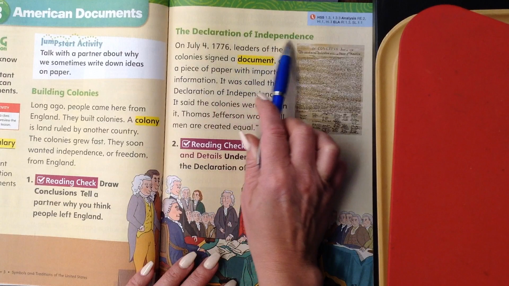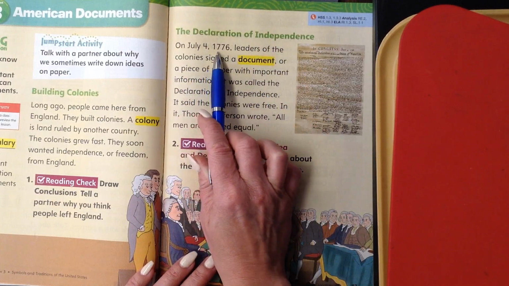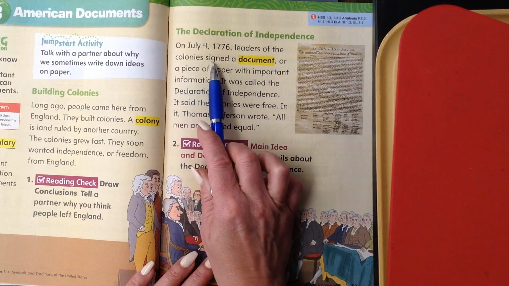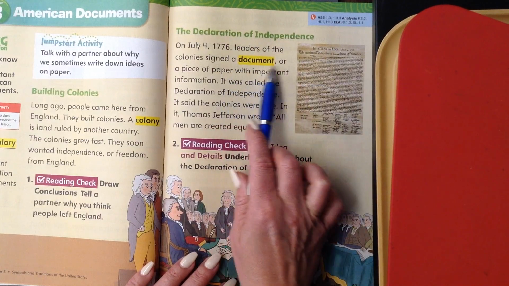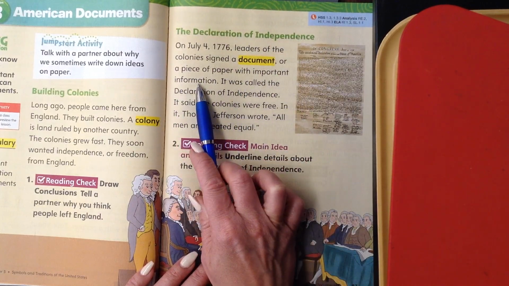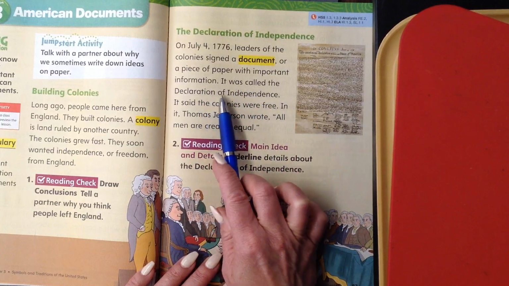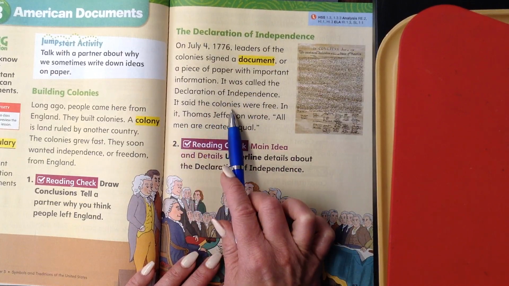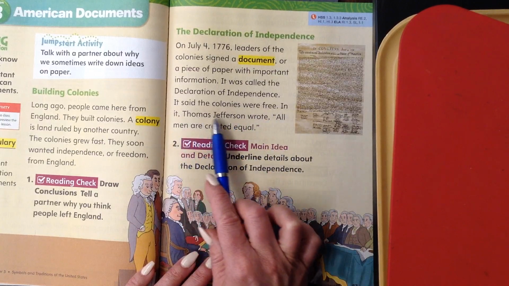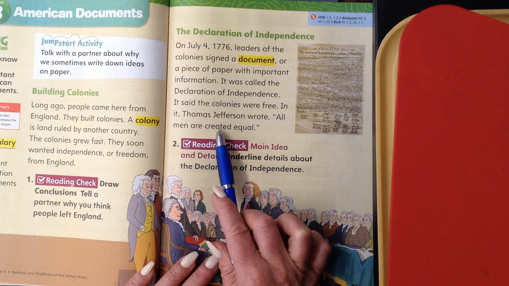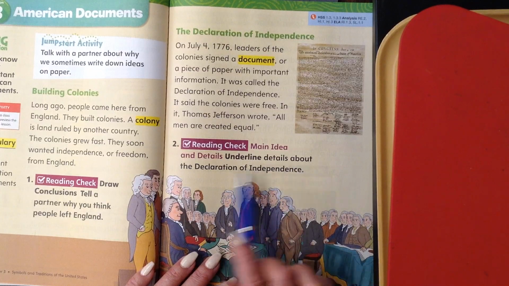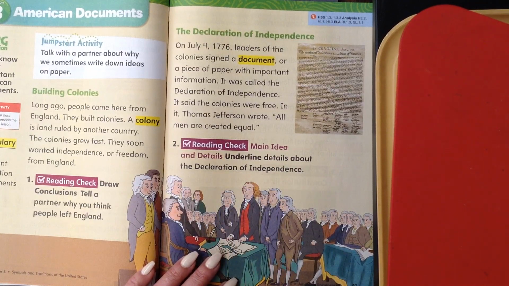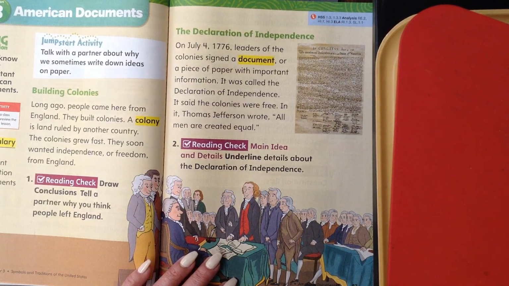All right, the Declaration of Independence. On July 4th, 1776, leaders of the colonies signed a document. Okay, a document is a special kind of paper that looks like this, a piece of paper with important information. It was called the Declaration of Independence. It said the colonies were free. In it, Thomas Jefferson wrote, "All men are created equal." Okay? The main idea and details, it wants us to underline details about the Declaration of Independence. So what are some things that they tell us about the Declaration of Independence? What do you think?